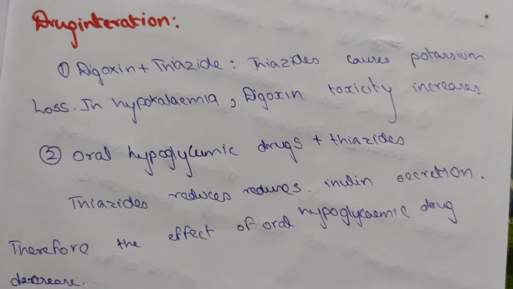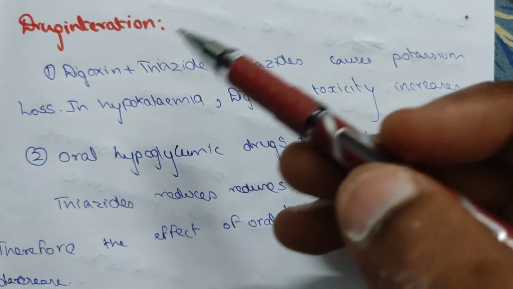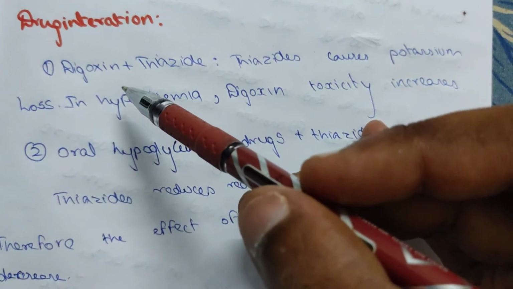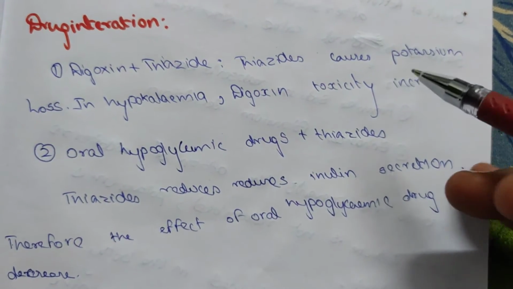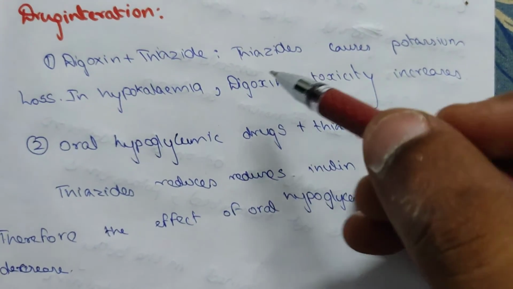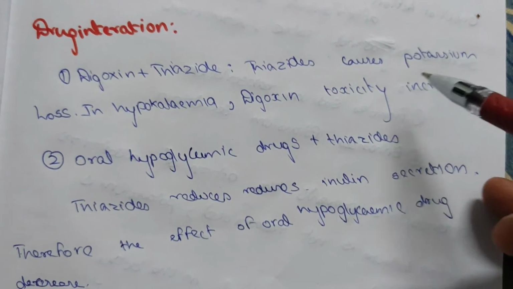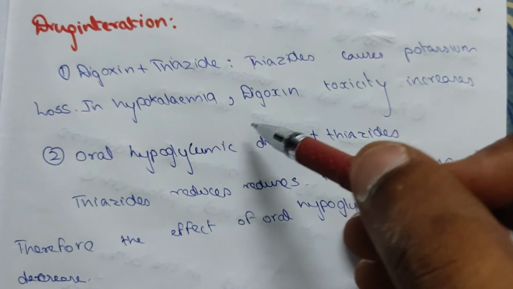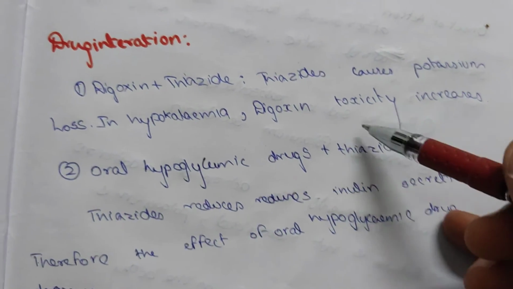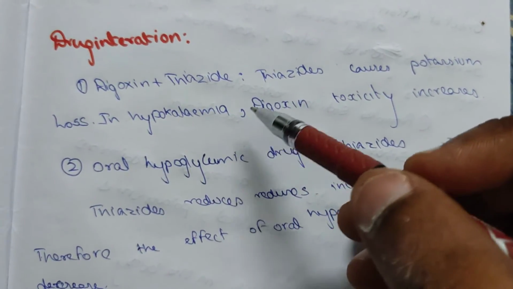Now we will see the drug interaction. We should not give these drugs together, which are digoxin and thiazide. Thiazide causes potassium loss. Generally, the thiazide diuretics cause potassium loss and it results in hypokalemia. But this hypokalemia increases the toxicity of digoxin.